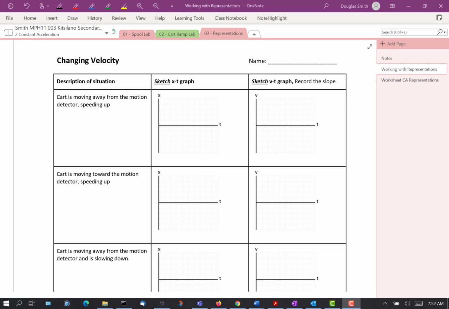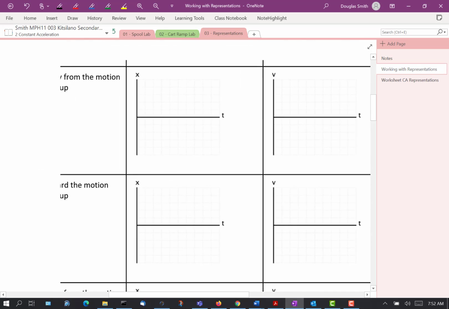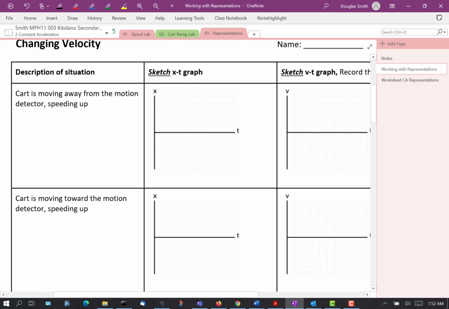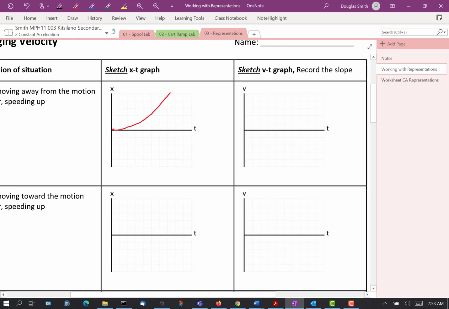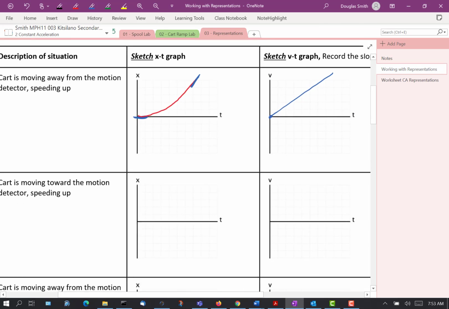Suppose we have a cart moving away from a motion sensor and it's speeding up. What would a position time graph look like? It'd look like this. It's going to get steeper and steeper and steeper. And the velocity time graph, we could think of slopes: it starts off with zero velocity, ends up with a big velocity, so it's something like this. The really helpful thing to think about is how those slopes change, and that tells you what the velocity time graph looks like.